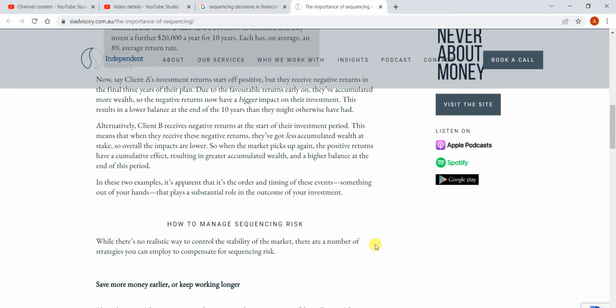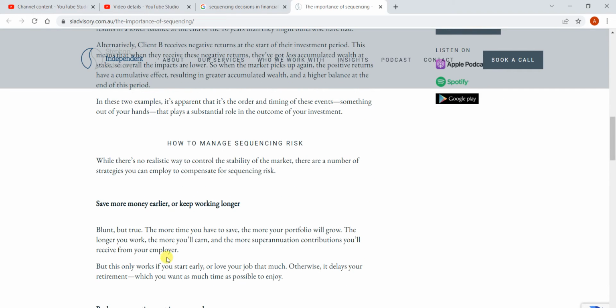So how do we manage sequential risks? While there is no realistic way to control the stability of the market, there are a number of strategies you can employ to compensate for sequential risks. First, save more money earlier or keep working longer.